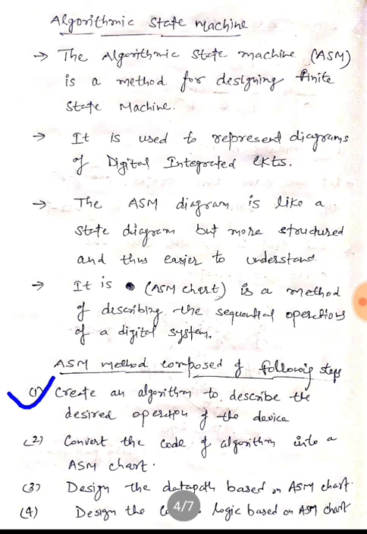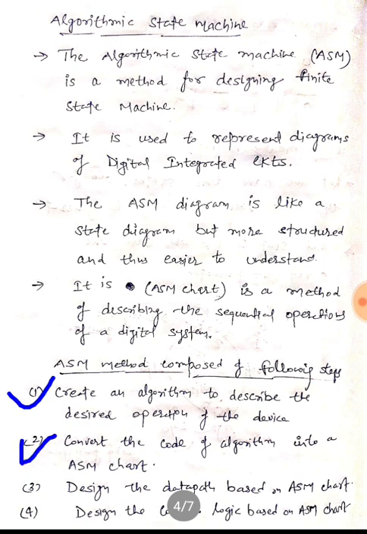first of all we would create an algorithm to describe the desired operation of the system. We will create an algorithm using pseudocode. We will use a code which is not in our syllabus. Our syllabus consists only of the ASM charts. But we should know what an ASM is. So for an ASM, we will first create the algorithm to describe the operation of the device.